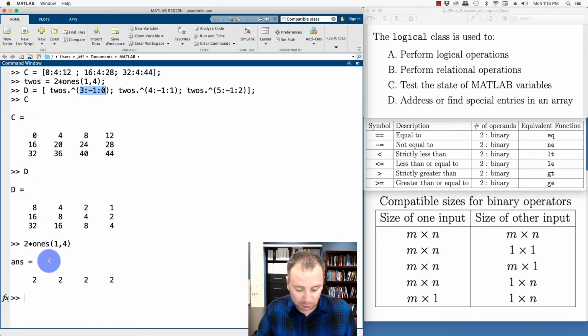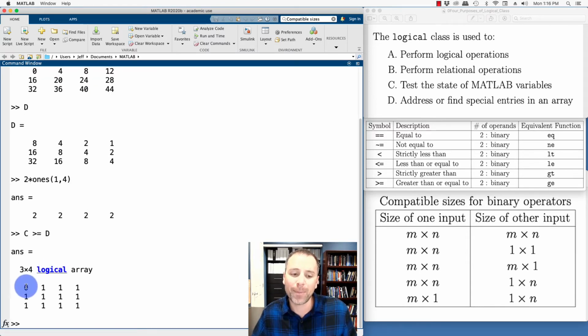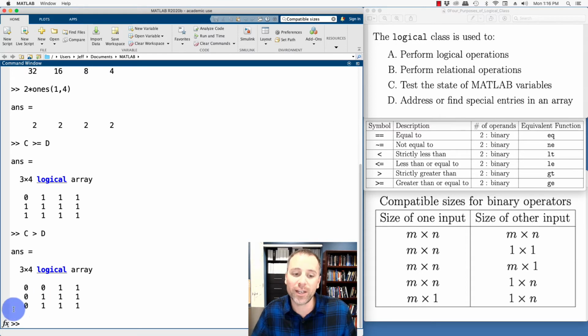Now what we're going to do is run comparisons of the individual entries of C and D. Let's see, where are the individual entries of C greater than or equal to the individual entries of D? We see that that happens everywhere but the first entry. What if we were to ask where are the individual entries of C strictly greater than D? And that happens everywhere but the first column and then entry 1, 2.